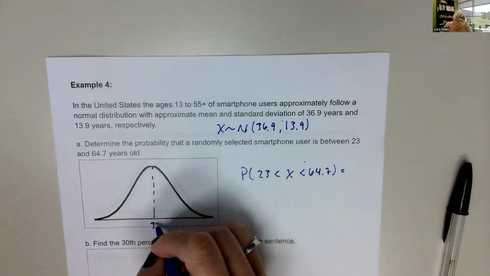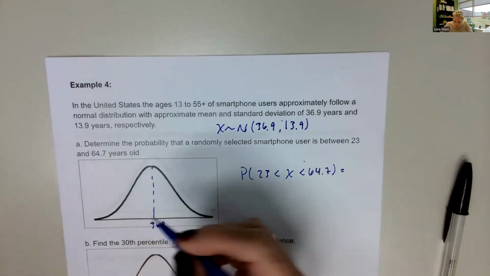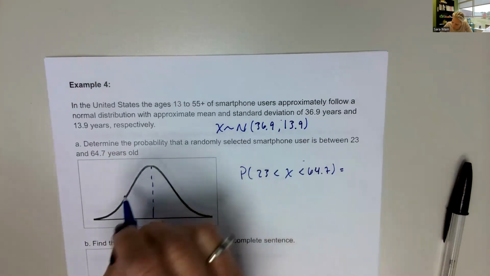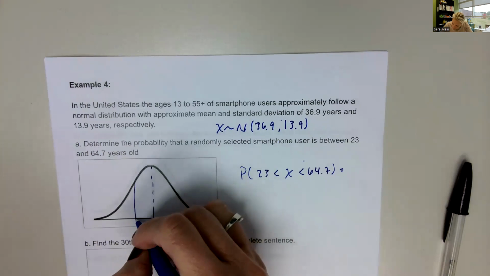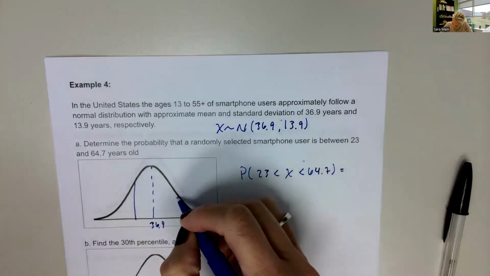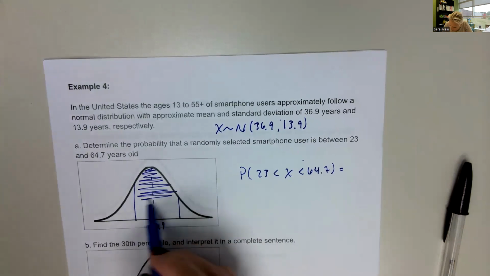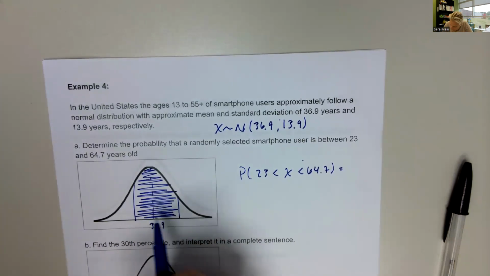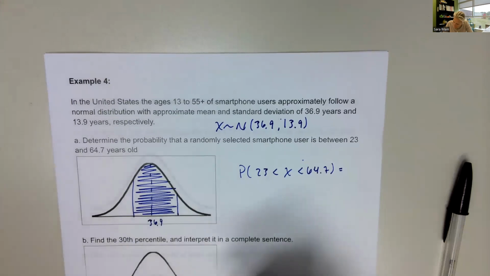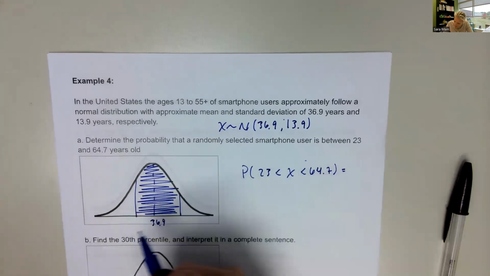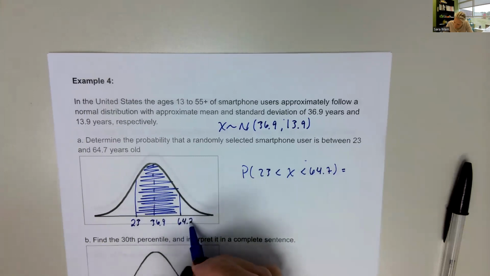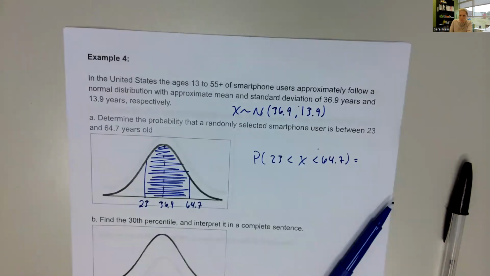And you don't have to fill out the entire curve, just kind of where the mean is. And so you get a perspective of where 23 might be, and then 64. So it's just my guess of kind of what it might look like. Okay, so we want to know that probability between 23 and 64.7.